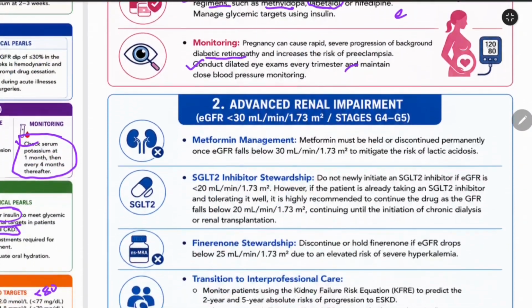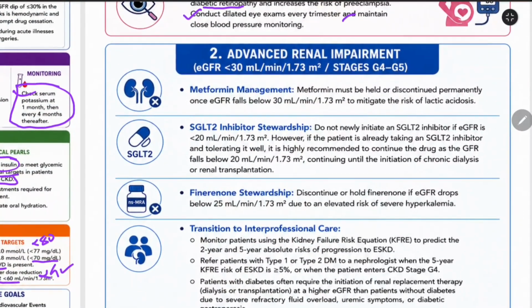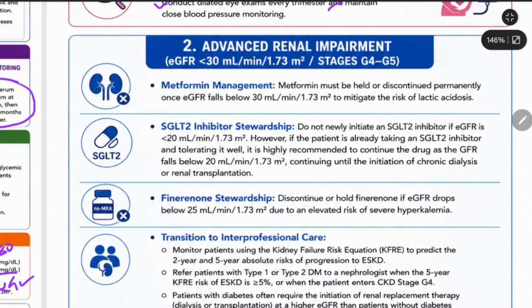Now coming to advanced renal impairment, like in stages G4 and G5. G4 is a stage between 15 to 30. G5 is less than 15. So what should we do? Metformin management. Metformin must be held or discontinued permanently once eGFR falls below 30 to mitigate the risk of lactic acidosis. That is one thing we should do.